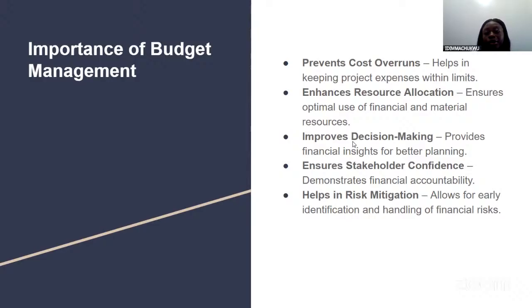Number three, we have improved decision making. It provides financial insights for better planning. And number four is to ensure stakeholders' confidence. If you have a well-detailed budget plan, it lets the stakeholders know that you're somebody who could be held accountable, and that would boost the confidence they have in you. And the last but not the least is that it helps in risk mitigation. It allows for early identification and handling of financial risks.